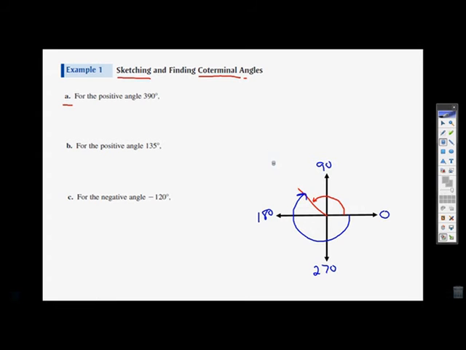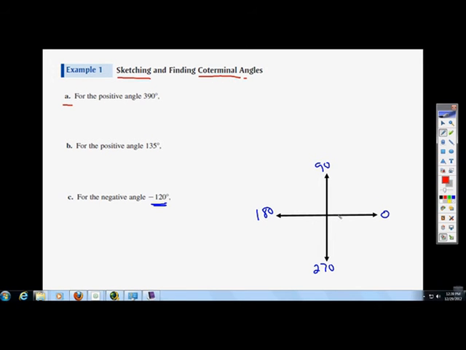For part C, the only difference now is they're giving us a negative angle to begin with. So we're starting here at 0, 90, 180, 270. And this angle is negative 120. So starting at the initial side, here would be a negative 90 degree angle. If I go another 90 degrees to negative 180, I've gone too far, so I want to back up, and I will be somewhere here in the third quadrant, negative 120.